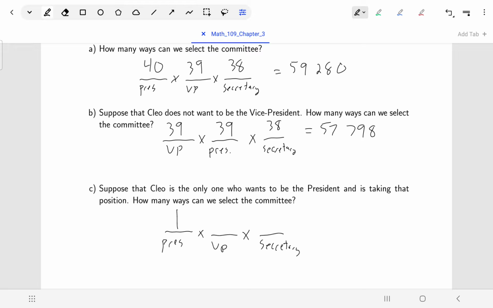Cleo is now installed as the president of this committee, and so that means there's 39 people left who could be the vice president. And then once we've selected a vice president, there's 38 people who could be the secretary. So 1 times 39 times 38, there are just 1,482 committees where Cleo happens to be the president.